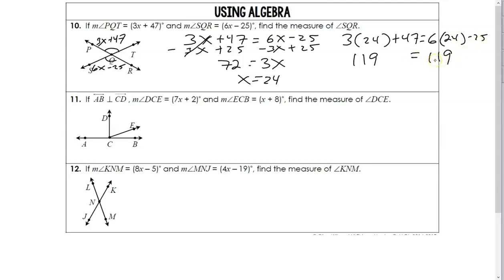Now, the question was SQR. Well, SQR was this one, but it doesn't matter. They're going to be the same. So we could say that angle SQR is 119 degrees.